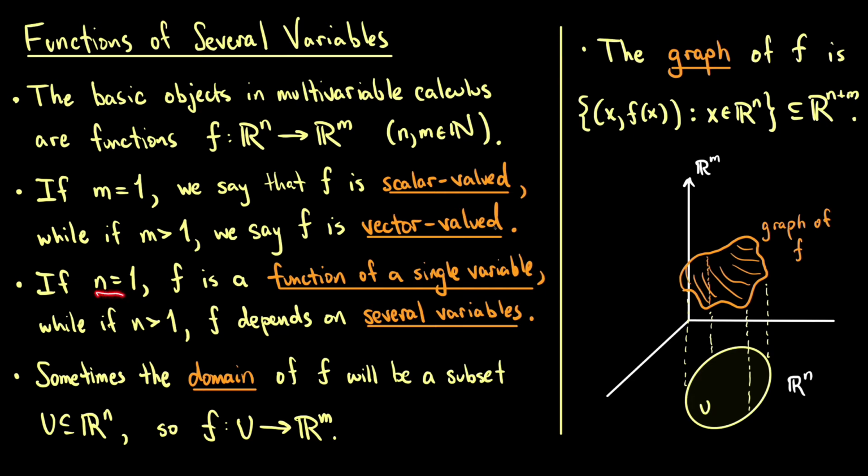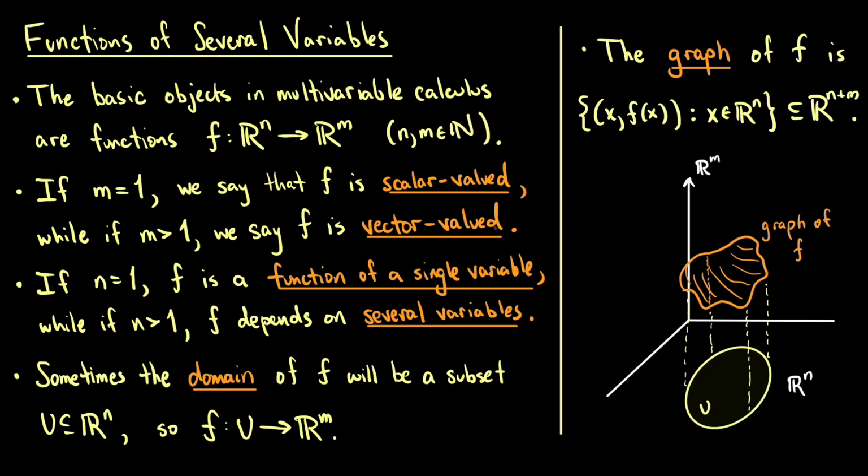If n equals 1, meaning the domain is one-dimensional, then we say that f is a function of a single variable. While if n is greater than 1, we say that f depends on several variables. Sometimes the domain of f will not be all of Rn, but will be some subset, which we can denote by U or some other letter.